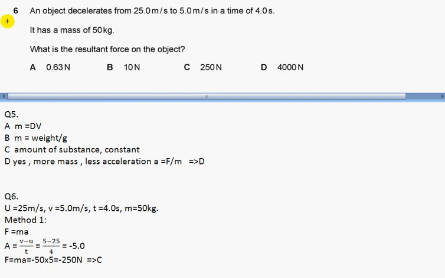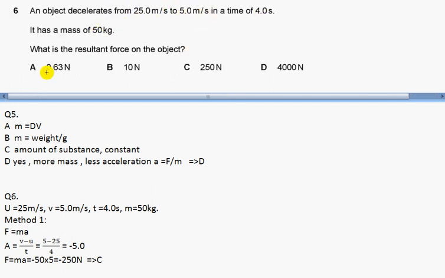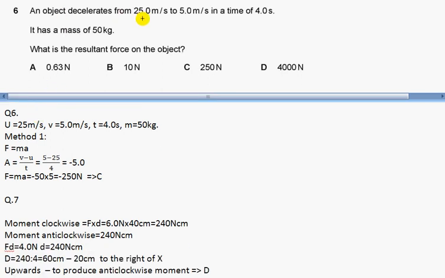Question 6. An object accelerates from u to v in time t. Okay, so when you do this exercise, you underline or outline important information. And actually you can do the following: as you read, you write. So u equals 25, v equals 5, and the mass is given. What is the resultant force on the object? Method 1 is using F equals ma. So a will be change of velocity divided by t, it is minus 5, so F will be minus 50 times minus 5, that is 250. So the answer is 250. Another method is rate of change of momentum divided by time.